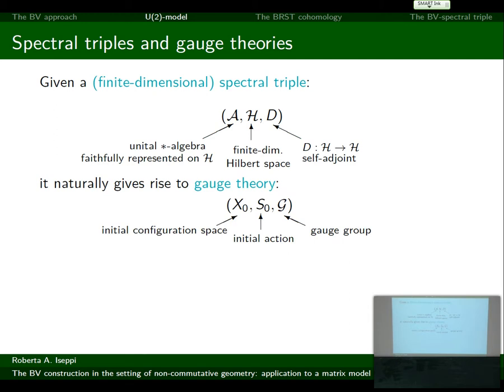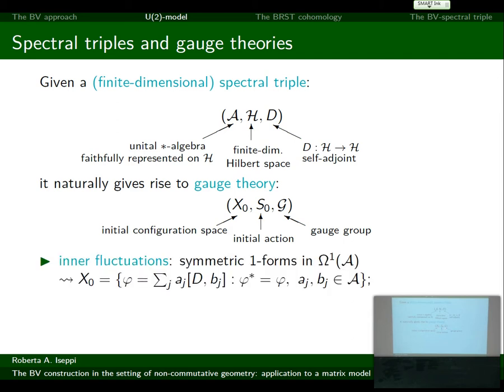Again, a gauge theory is just given by an initial configuration space, an action, and a gauge group. The configuration space is given by the inner fluctuations, namely the symmetric one-forms inside Omega 1. These are simply linear combinations of elements of the algebra together with the commutator of the Dirac operator with, again, an element of the algebra. Among all these linear combinations, we select the ones that are symmetric under the star operation in the algebra. So this is our configuration space.